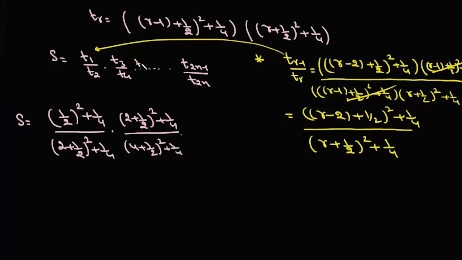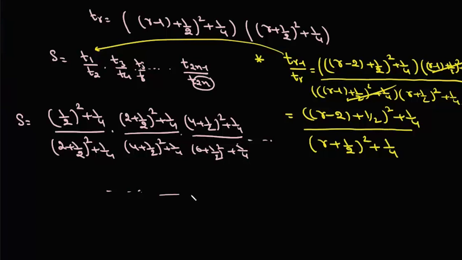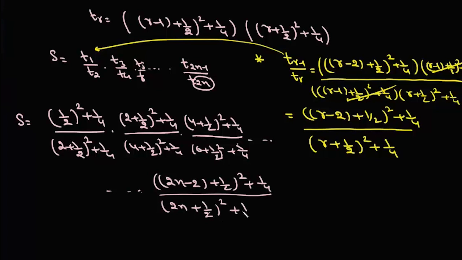We'll write one more term, t5 upon t6. So if we put r as 6, we'll get (4 plus 1 by 2) square plus 1 by 4 upon (6 plus 1 by 2) square plus 1 by 4. And this series will continue up to 2n terms. So we'll put r as 2n. So here we'll get this as ((2n minus 2) plus 1 by 2) whole square plus 1 by 4 upon ((2n plus 1 by 2) whole square plus 1 by 4).